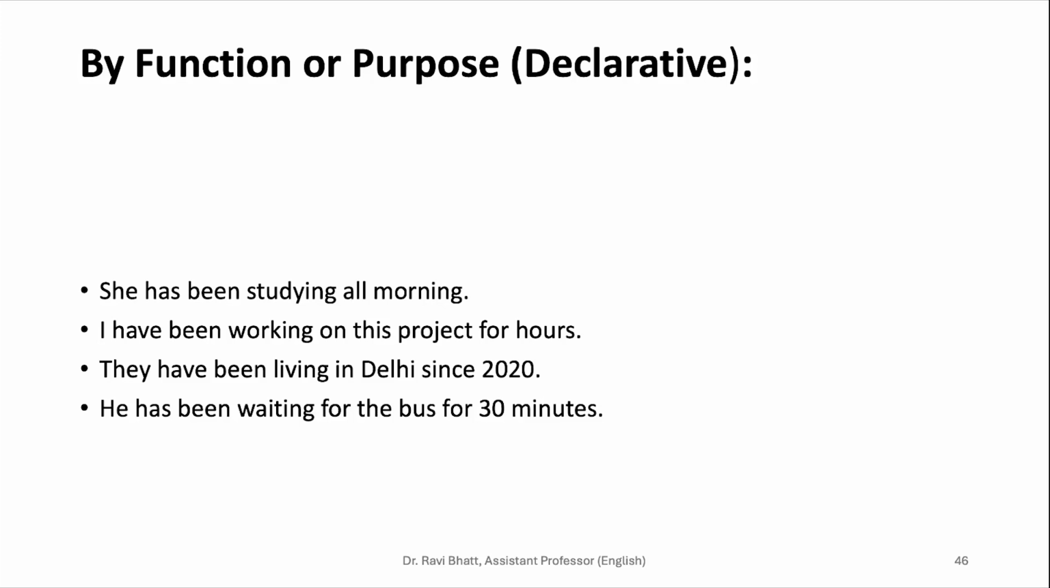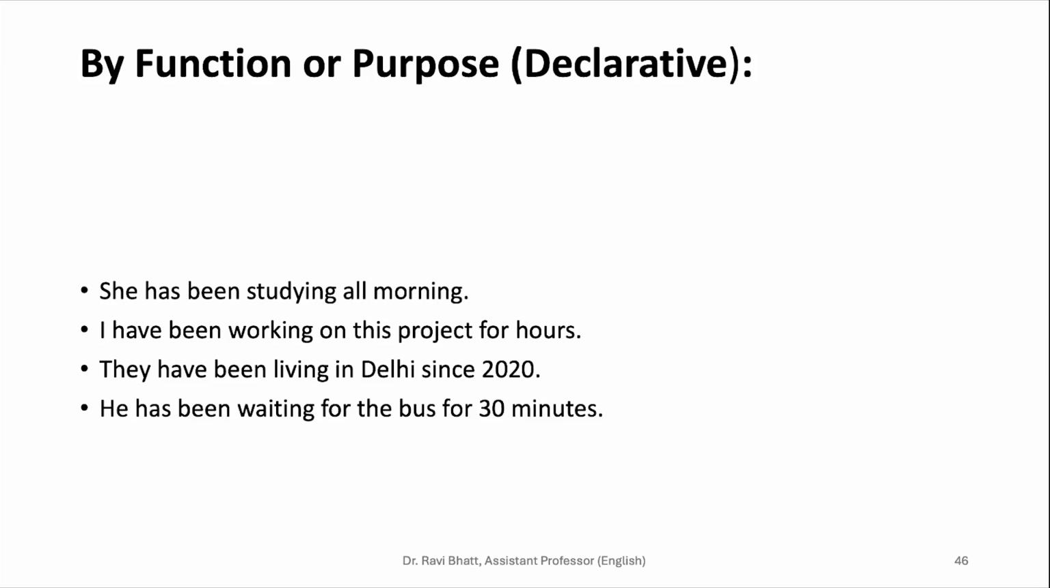Okay, since Monday, since Wednesday. All right. So when I'm referring to things like this, I will always be using since. However, when I'm talking about a span of time, as in a period of time, I would always use for. I've been working on this project for hours. Okay. They've been living in Delhi since 2020.